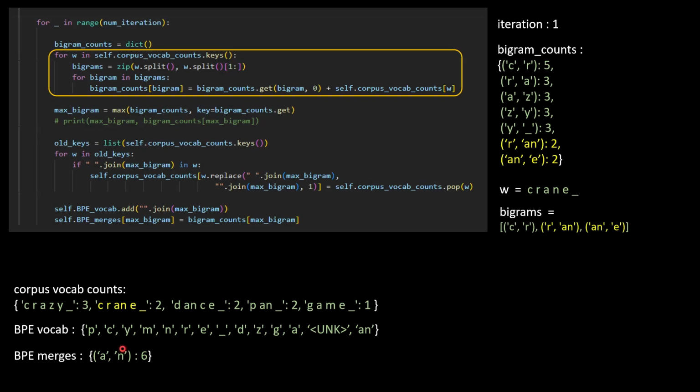In case of crane, initially it was A and N, both characters separate, but now AN is combined and acting as a single character. So when we are splitting with respect to space, we are not actually splitting AN, because there is no space in between, so AN is going to be treated as a single character. So in a pair, now R and AN will be a consecutive pair, and we will have these two new entries, RAN 2 and ANE 2.